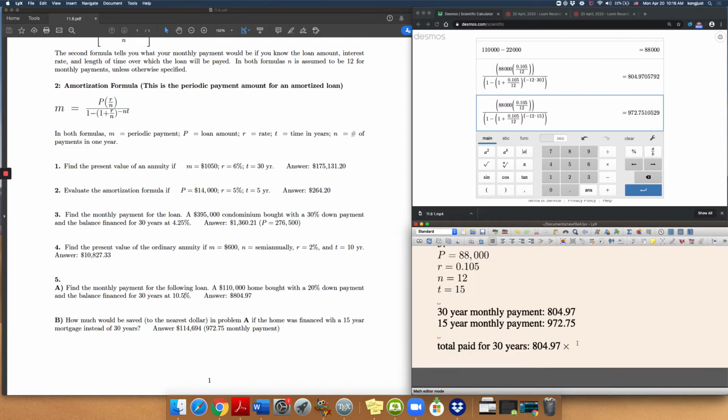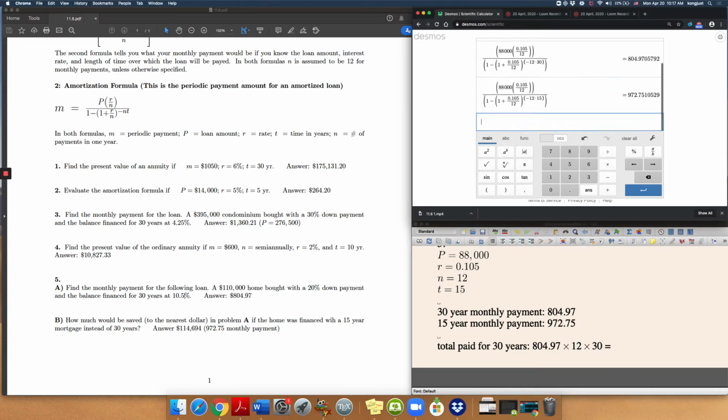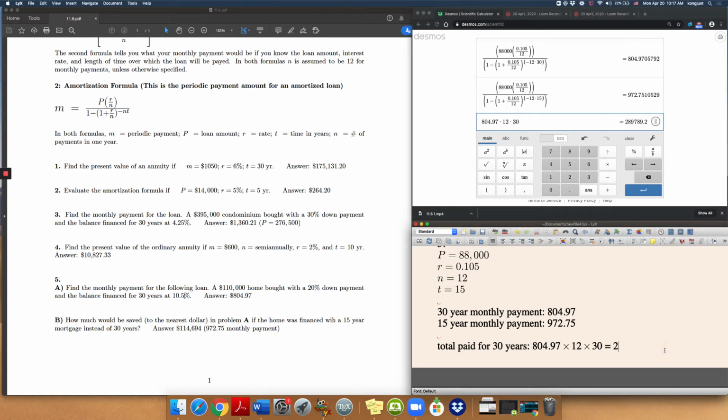I've got to multiply that by the number of times I paid it, which is 12 times a year. And for how many years? 30 years. So what does that equal? Let's see. 804.97 times 12 times 30 is $289,789.20.